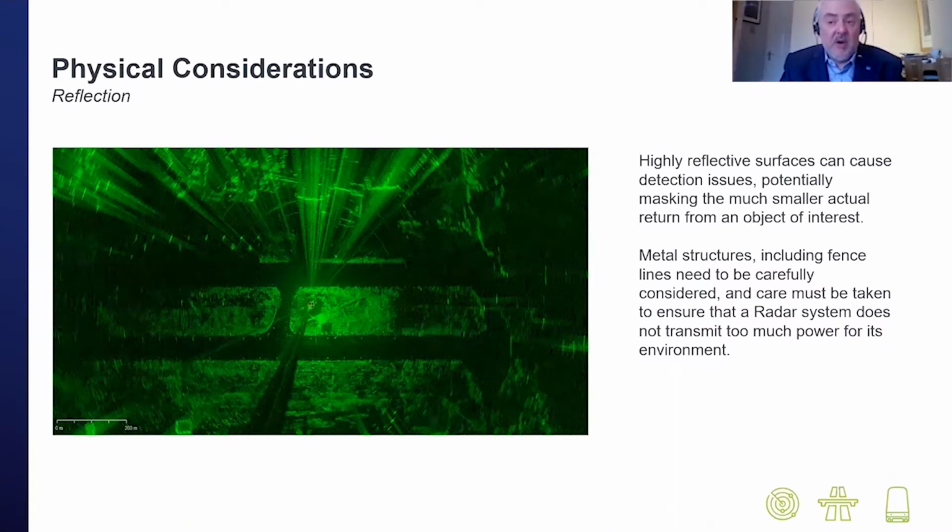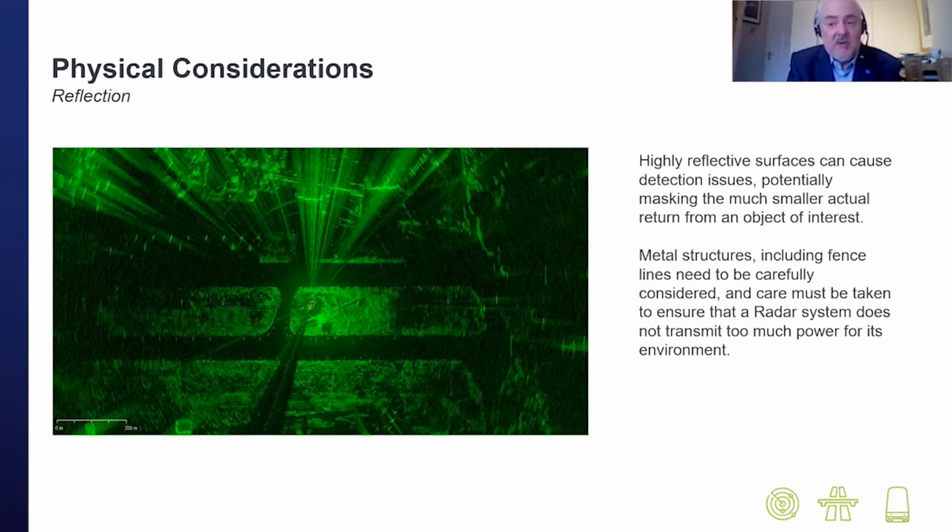Even in very high resolution radars, we can't filter out very bright objects. So if you've got an intruder standing right next to a fence, for instance, they might not appear to the radar until they move a little bit away from the fence. So anything like a metal structure or fence needs to be carefully considered.